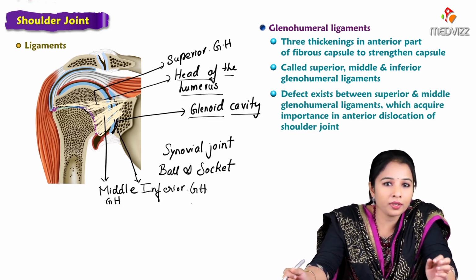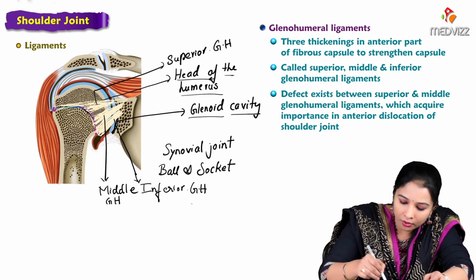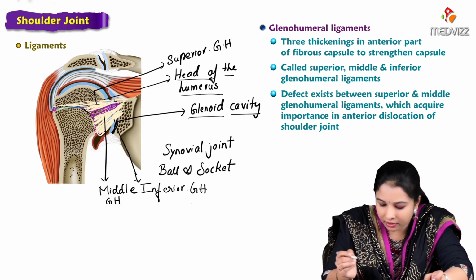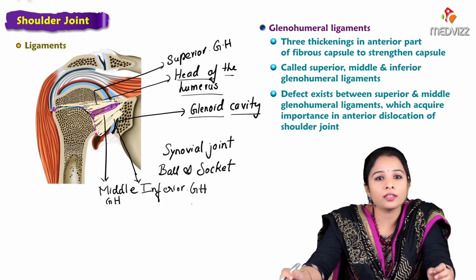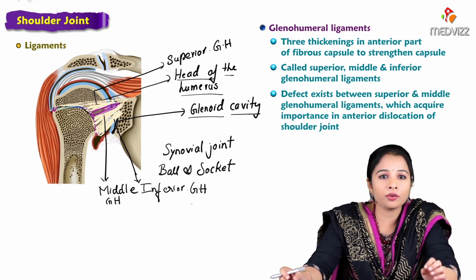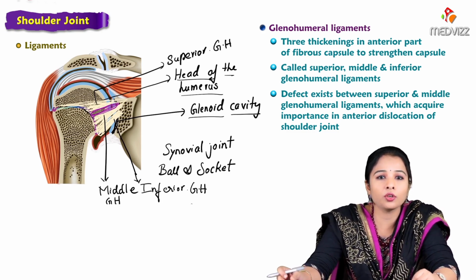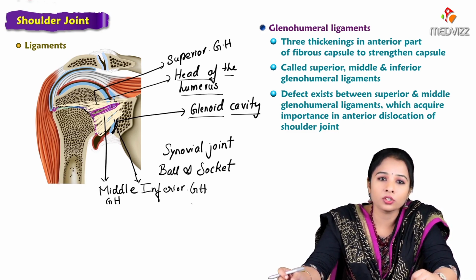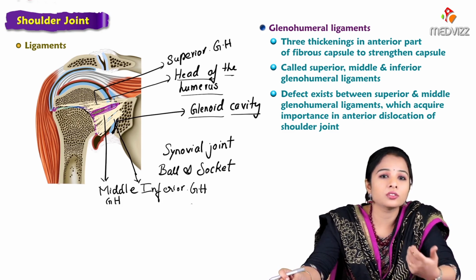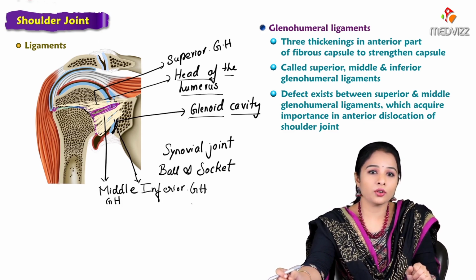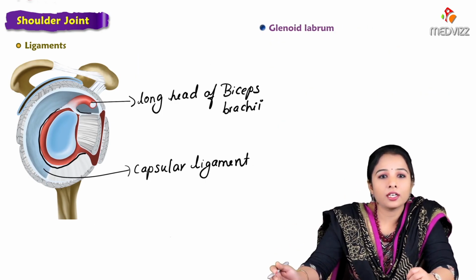There is a gap between a superior and middle glenohumeral ligament. So I will show the gap. Between the superior and the middle glenohumeral ligament, there is a potential gap, and this gap is the weaker point of the capsule because it is a defect between the superior and middle glenohumeral ligaments, which acquires importance for anterior dislocation of shoulder joint. As it is weaker here, anterior dislocation occurs because of the gap between the superior and middle glenohumeral ligaments.